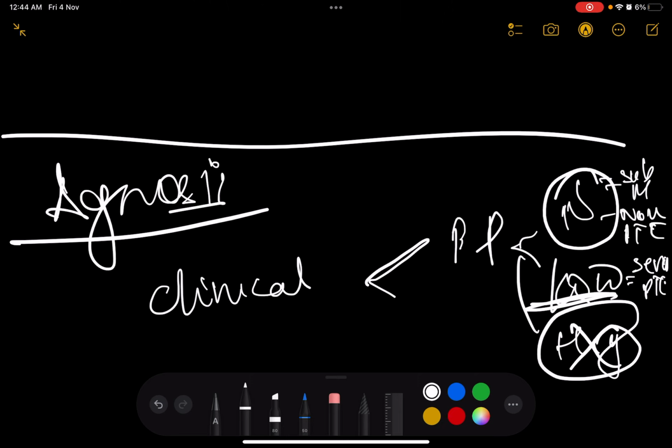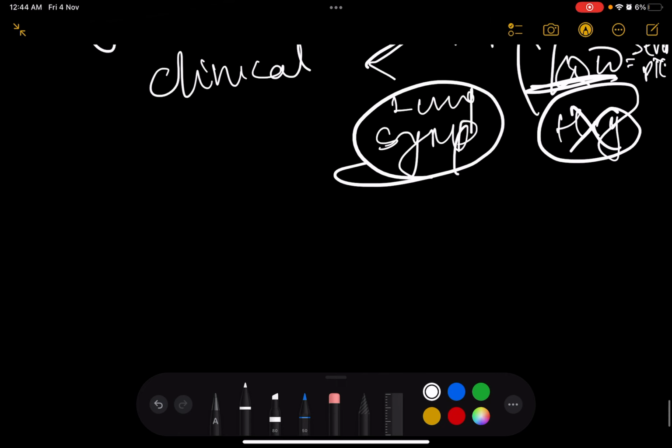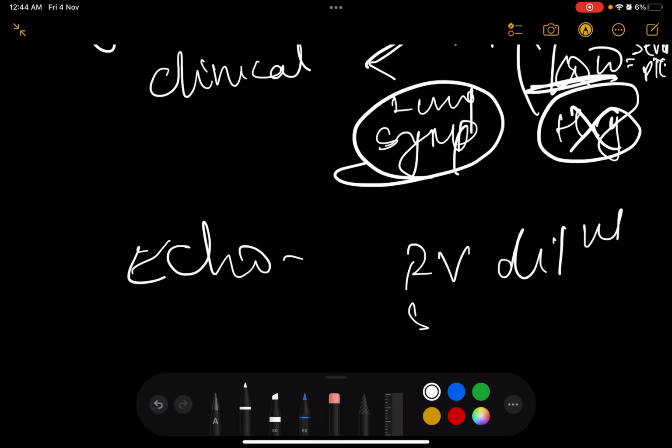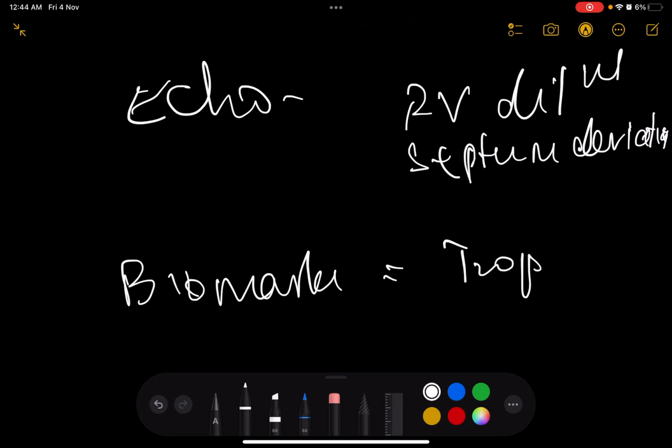Second, you want to check for any lung symptoms like dyspnea. You also want to do echocardiography to check for right ventricular dilation. You also want to check for septum deviation that I've already spoken about, because of the pooling of blood in the right ventricle. And also you want to check for biomarkers like troponin T. You want to check for troponin I, which can suggest myocardial necrosis.